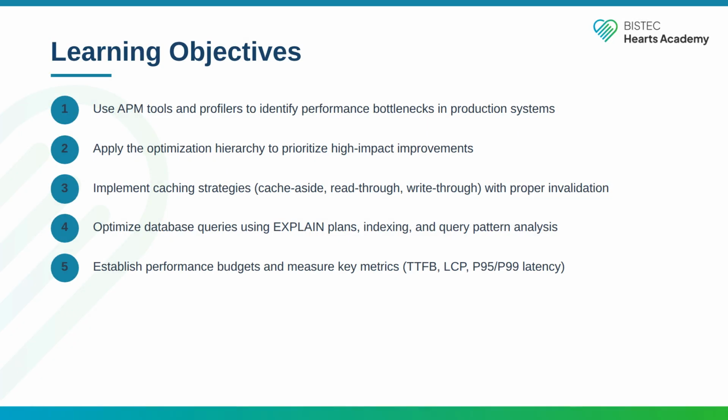5 outcomes for this session. First, you'll know how to use APM tools and profilers to find bottlenecks, not guess at them. Second, you'll understand the optimization hierarchy so you know where to spend your time for maximum impact. Third, you'll implement real caching strategies: cache aside, read through, write through with proper validation.